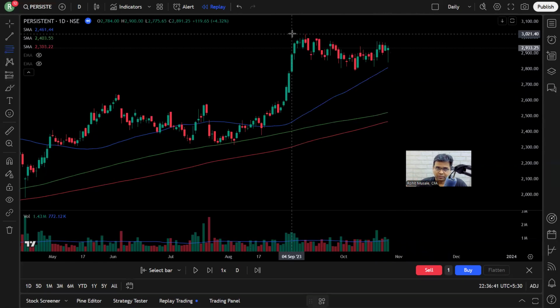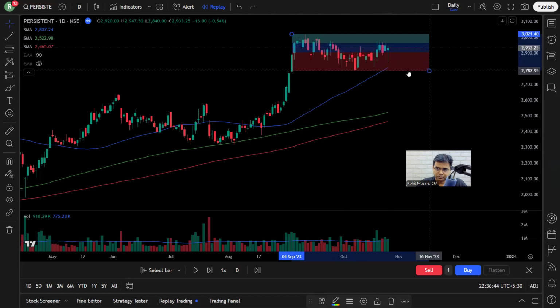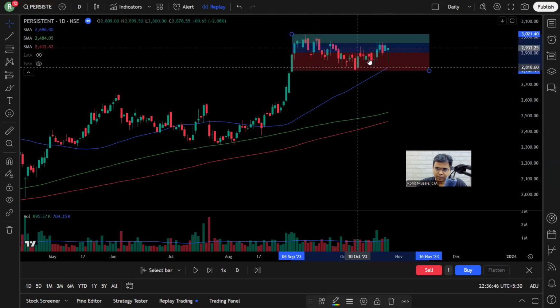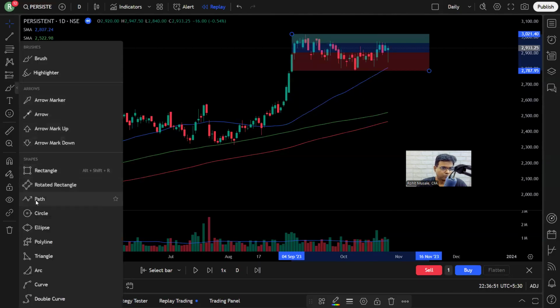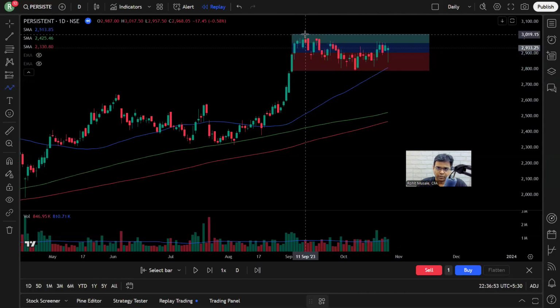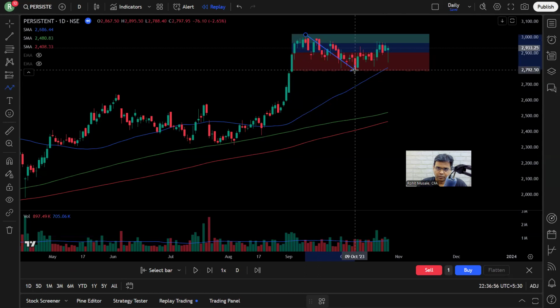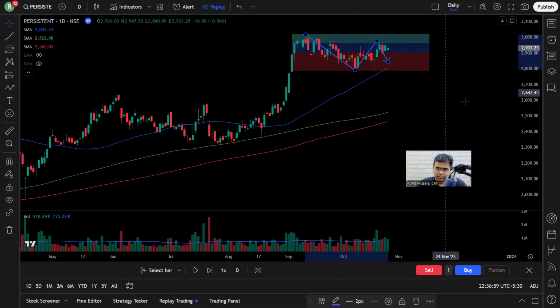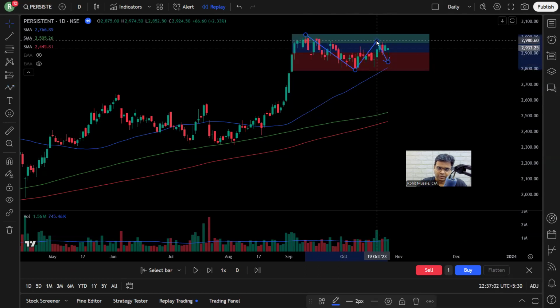Now I will draw a base here. So this is 0.1 in the base, this is 0.2, 0.3, 0.4. So let's draw that. This is 0.1, 0.2, 0.3 and 0.4. So 0.3, as you can see, is in the green zone, which means it is closer to 0.1. There the overhead supply is less. So if the price breaks out on high volume at that level, that would be considered as a breakout.